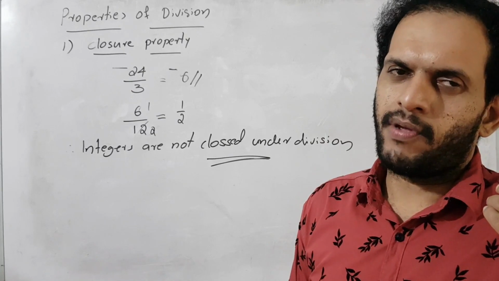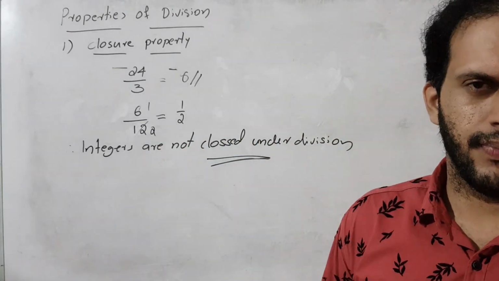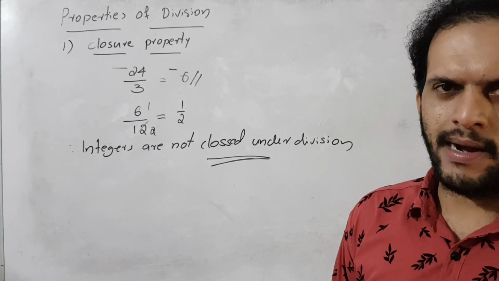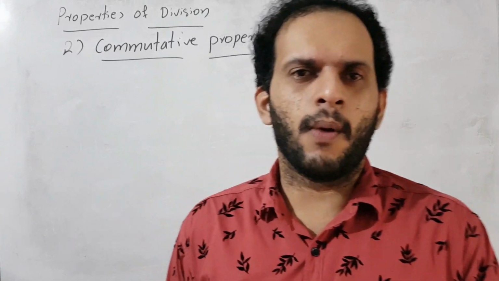So what we conclude: integers are not closed under division. Okay, I got it. The first property is clear. Next we are discussing our second property.